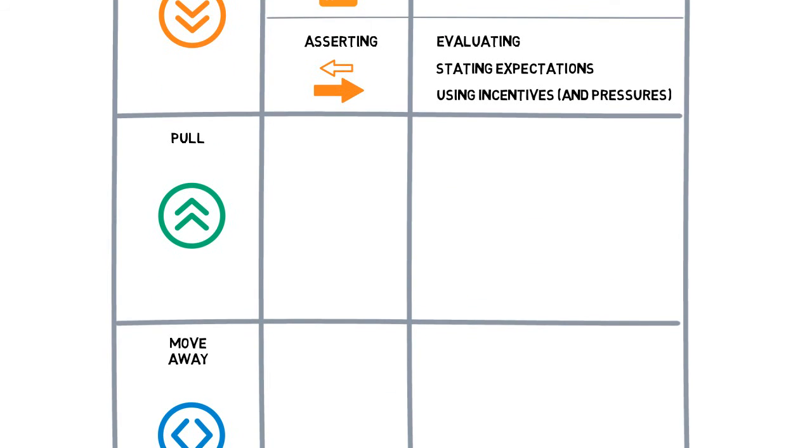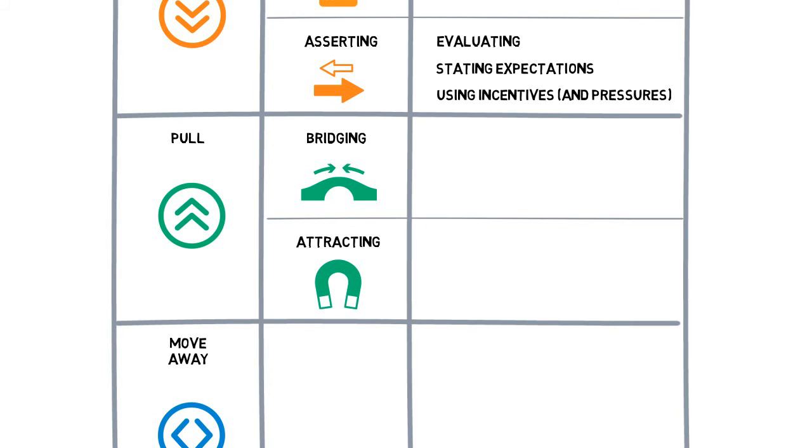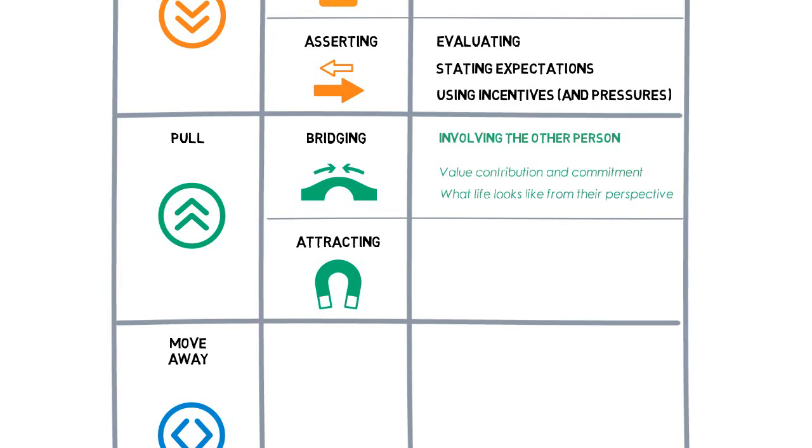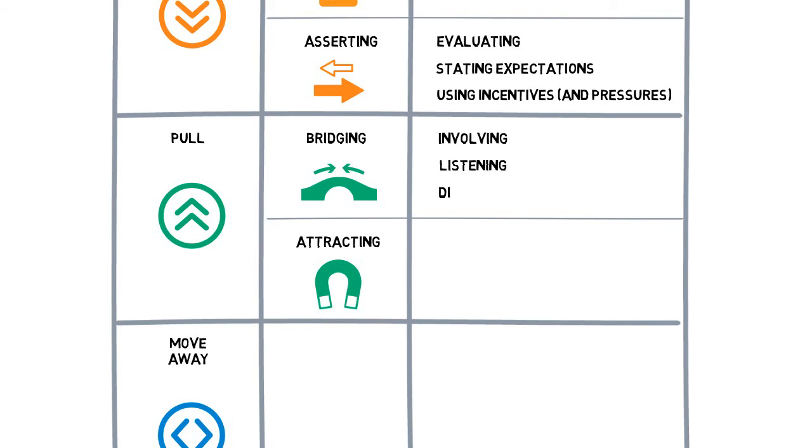Within pull energy, there are 2 influence styles: bridging and attracting. The bridging style is all about involving the other person. Bridging works best when you value the contribution and commitment of the other person. When you use bridging well, you open up lines of communication with the other person that let you see what life looks like from their perspective. Bridging involves 3 behaviours: involving, listening, and disclosing.